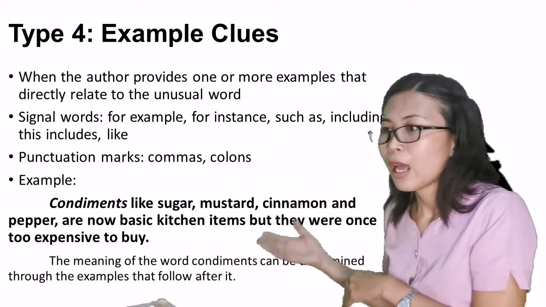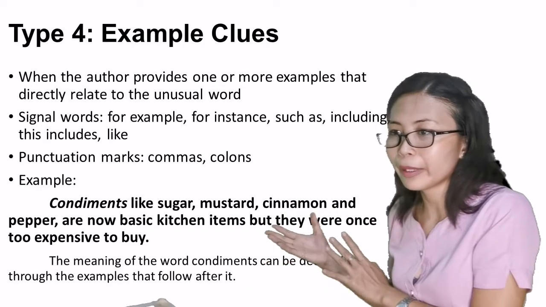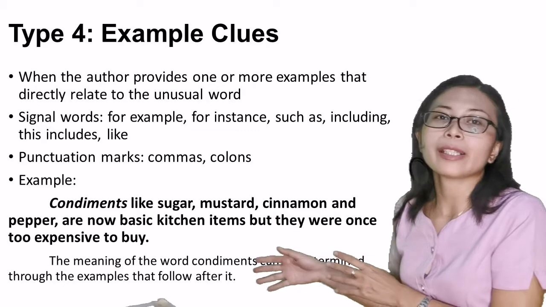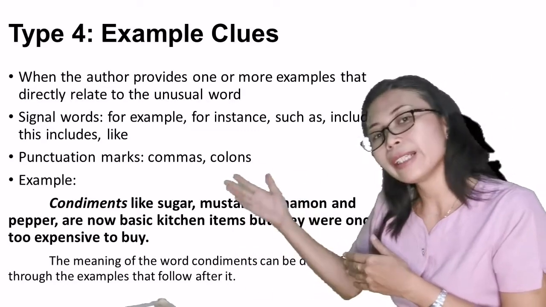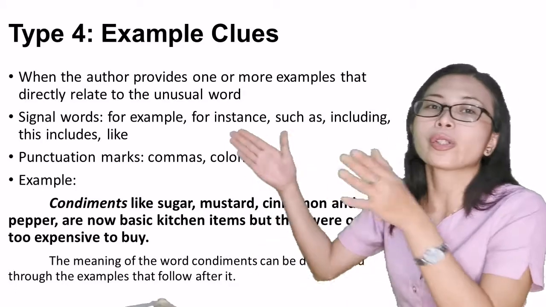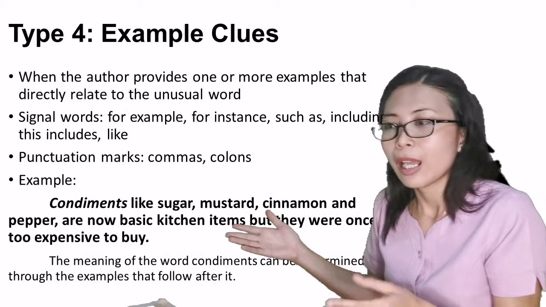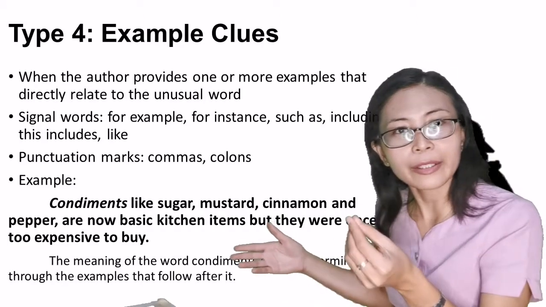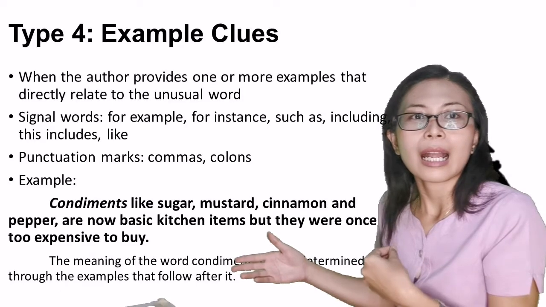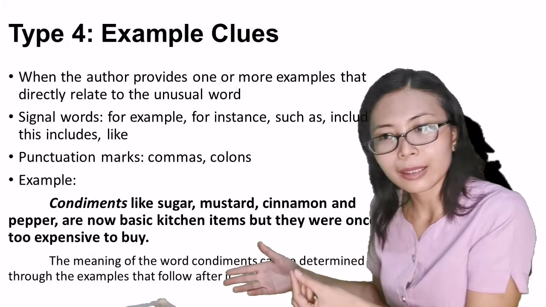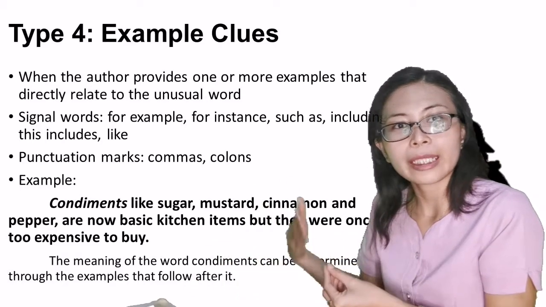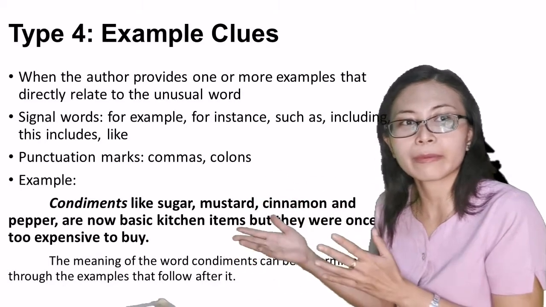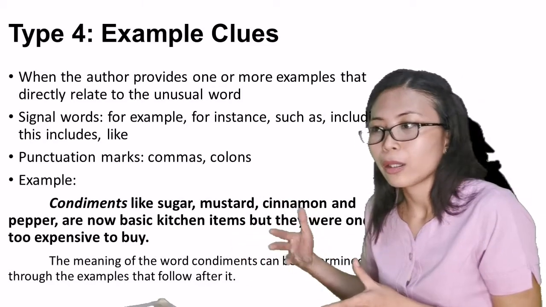Condiments like sugar, mustard, cinnamon, and pepper are now the basic kitchen items, but they were once too expensive to buy. They are also one of the ingredients to be included in most of our kitchen recipes. We only need a small amount from each of them, but though they are small, they contribute greatly, something important to every recipe, because they give flavor. And the flavor of the food is also something important that we crave whenever we eat or take that food.